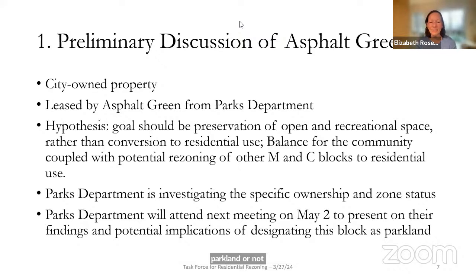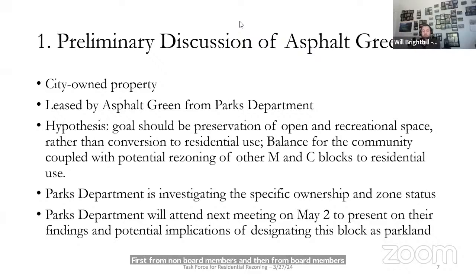And I guess rather than do our whole presentation on all topics, let's pause here and open up to questions or comments, first from non-board members and then from board members. So just a reminder, if you'd like to comment or ask a question, go to the reactions icon on your device and press the raise hand button.